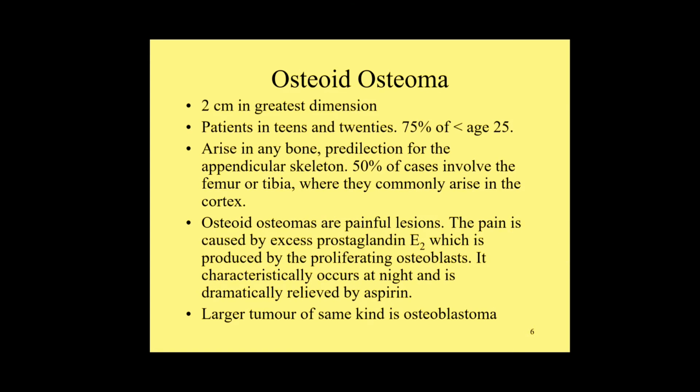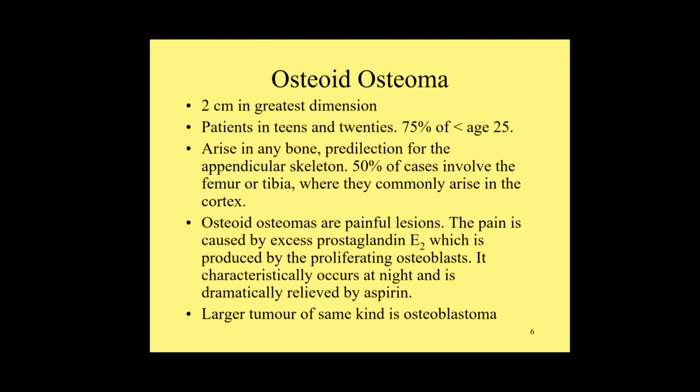Osteoid osteoma. Osteoid osteoma and osteoblastoma are both benign bone-forming tumors, and they have identical histological features, but they differ in size, site of origin and symptoms. If you compare the size, osteoid osteoma is usually not more than 2 cm in diameter, but osteoblastoma will be more than 2 cm. Osteoid osteoma patients will be in their teens and 20s. 75% of the patients will be less than 25 years of age.